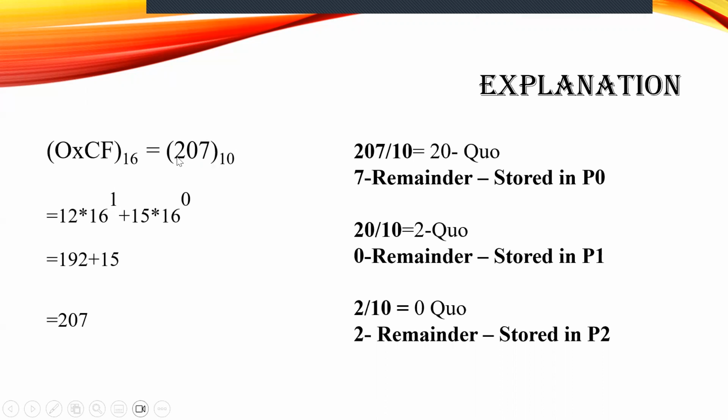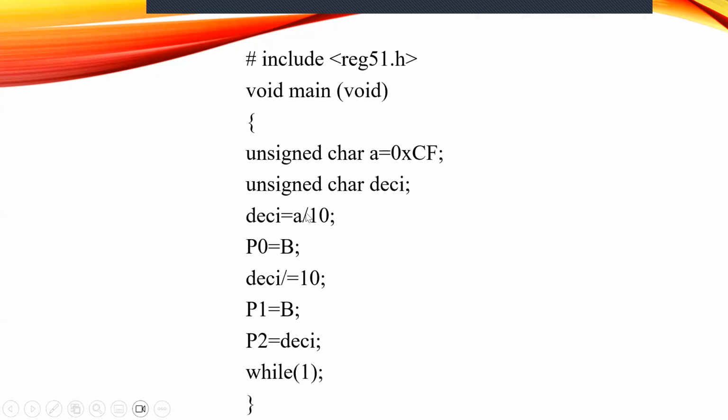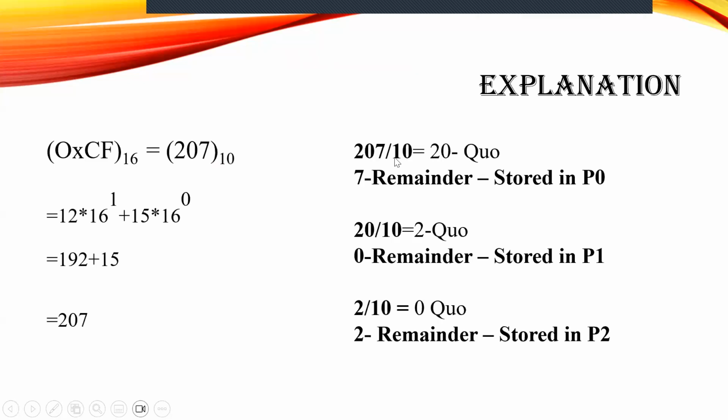Now this 207, how is it placed in different ports? For that, this 207 is stored in a particular register, say A, and A is divided by 10 to get the P0 value. When you divide this by 10, what happens? 20 times 10 is 200, so 20 will be your quotient and 7 will be your remainder. This remainder value will be stored in port 0.